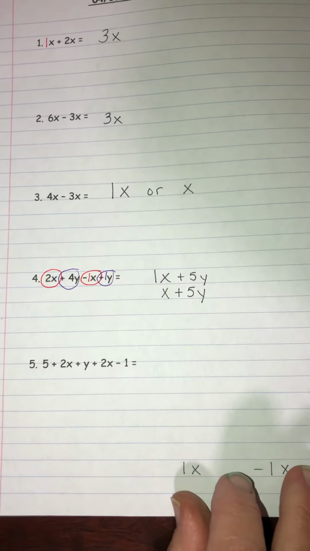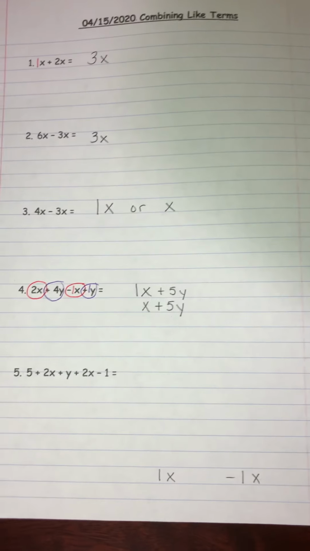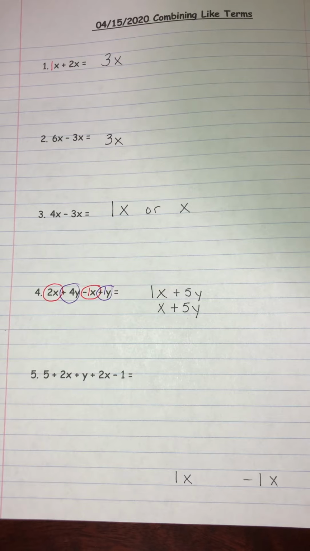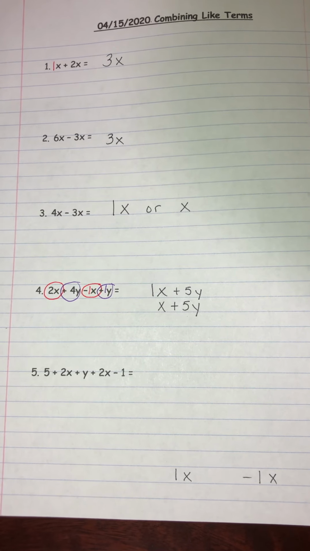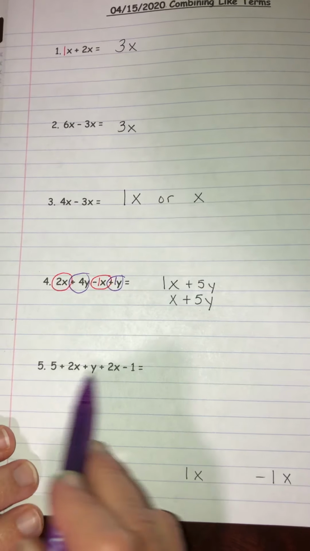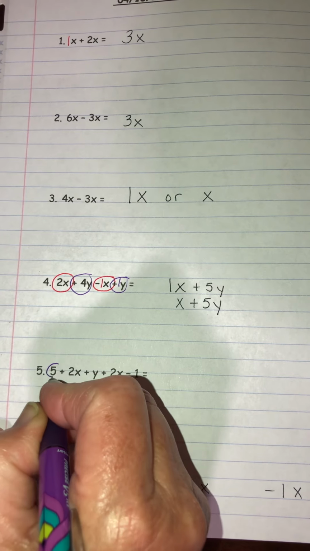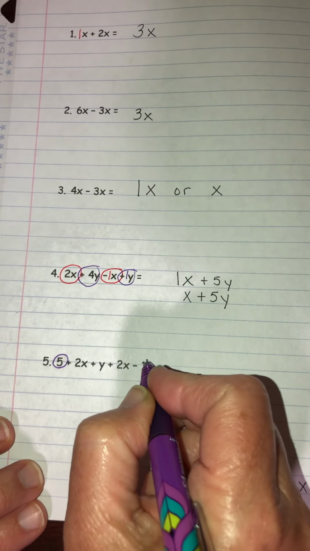Now, for the last example, it throws in everything. Throws in 2 different variables. It throws in constants. Now, constants are just plain numbers. We talk about that all the time at school. They're just integers. So I'm going to start by circling my integers with purple. That would be 5 and -1.